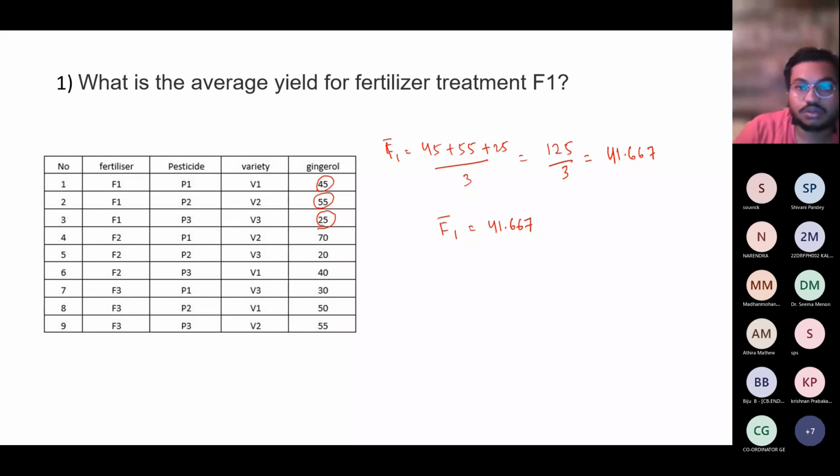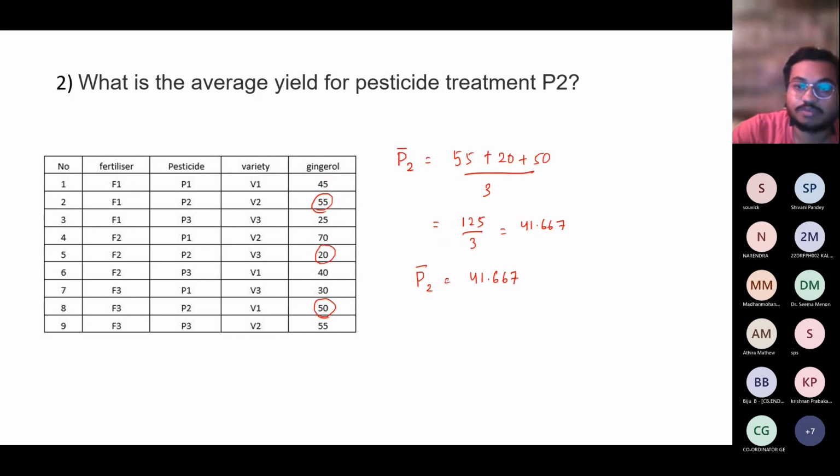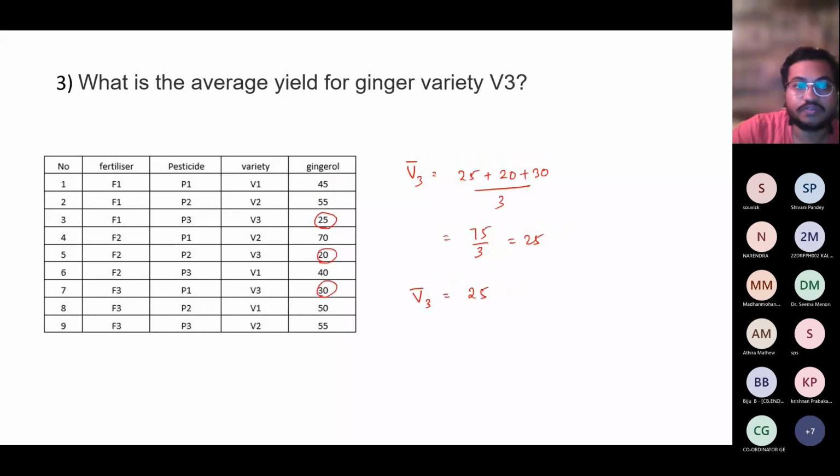So here we are asked to calculate the average yield for fertilizer treatment 1. We'll see where all fertilizer treatment 1 is present. These three cases, we'll sum them up and divide by 3. That's how we get the average for fertilizer 1. In a similar way, for question 2, we do the same thing for pesticide treatment 2, and for question 3, we do the same thing for variety 3.